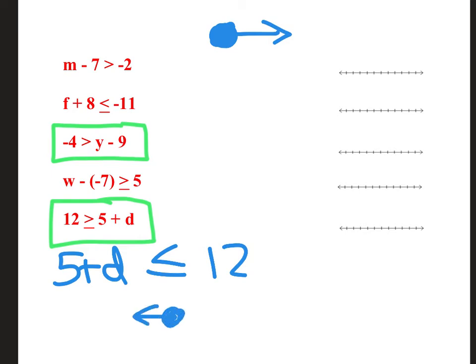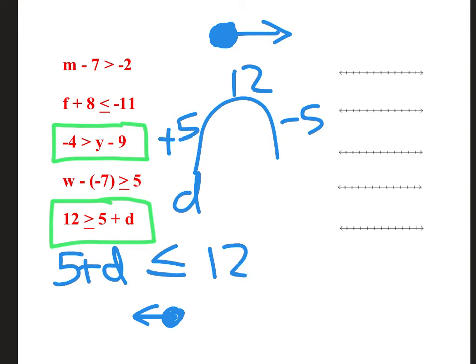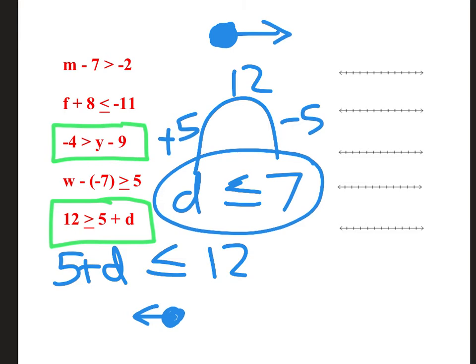Okay? So again, this time I'll do it with rainbow. There was a d. They added 5 to, and they got 12, so I'm going to subtract 5, and 12 minus 5 is 7. I put the symbol back in it. There's your answer. Don't just say the answer is 7. There's a range of answers. D is less than or equal to 7.